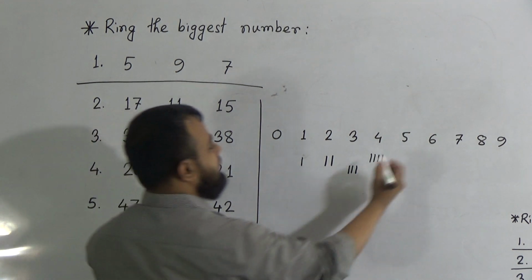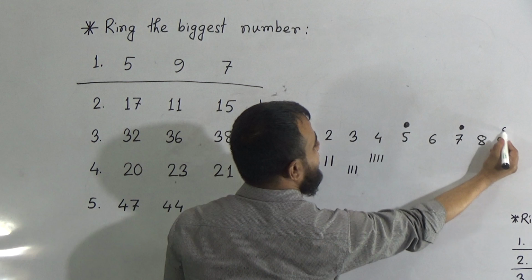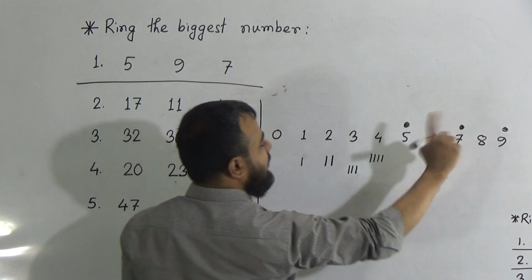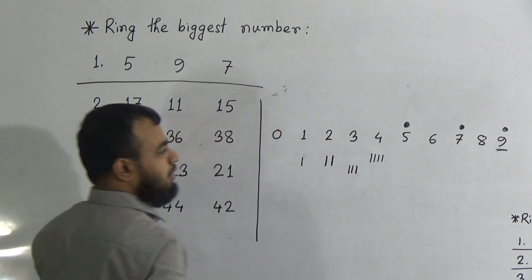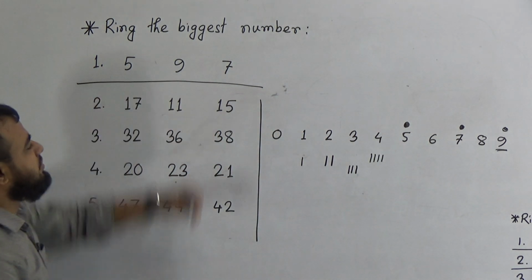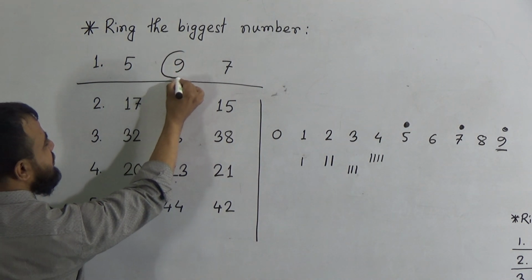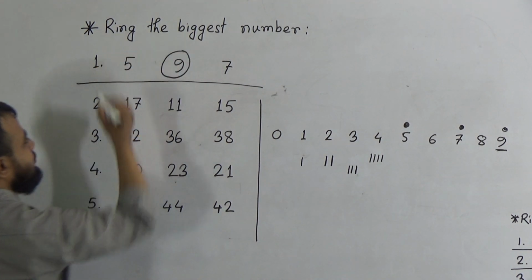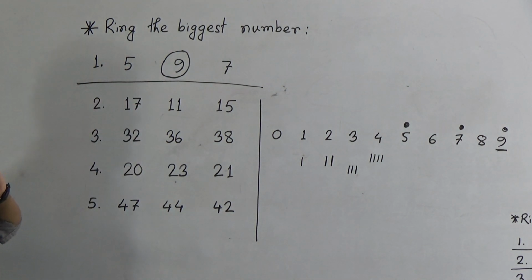Look, we have in the question 5, 7 and 9. Among these 3 numbers, 9 comes later. That means 9 will be the biggest number among these 3, and 9 will need to be circled. That means we should ring the number 9. This will be our answer.